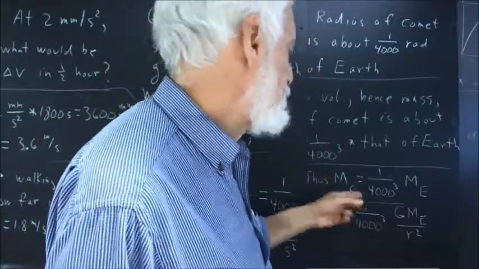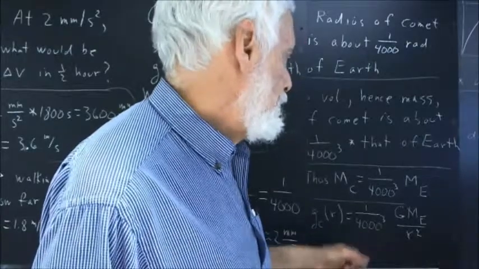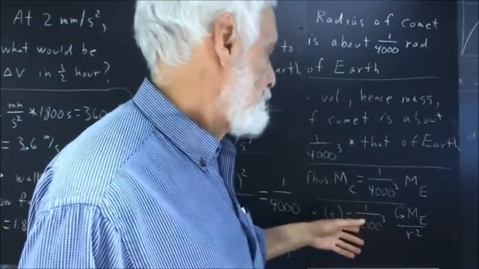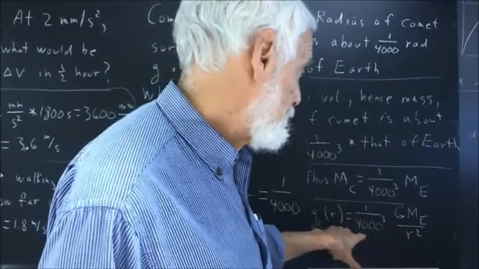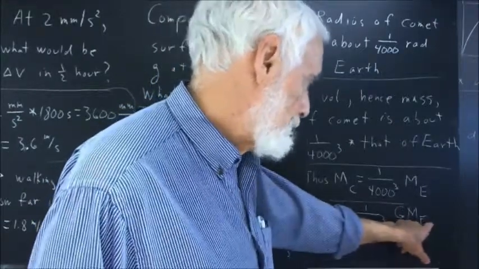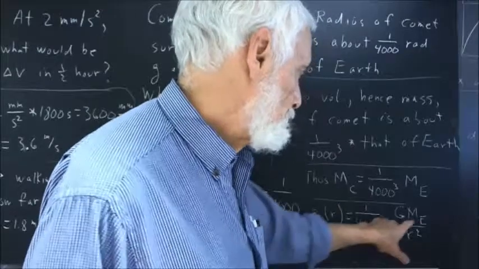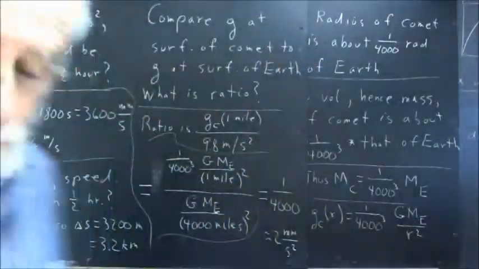the ratio of the volume of the comet to the volume of the Earth, and will be equal to the ratio of the masses, the mass of the comet to the mass of the Earth, so that we can replace the mass of the comet here with 1 over 4,000 cubed times the mass of the Earth.